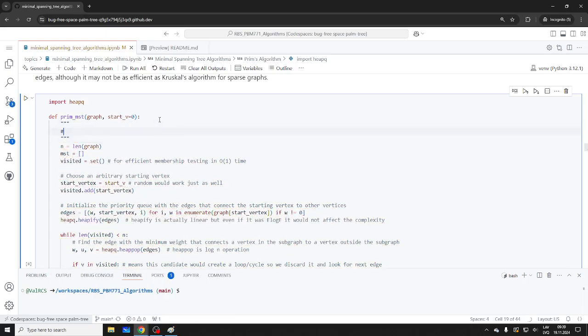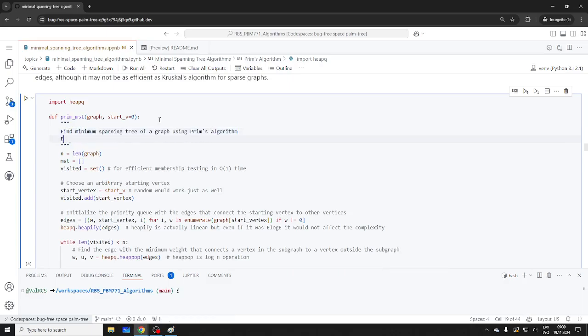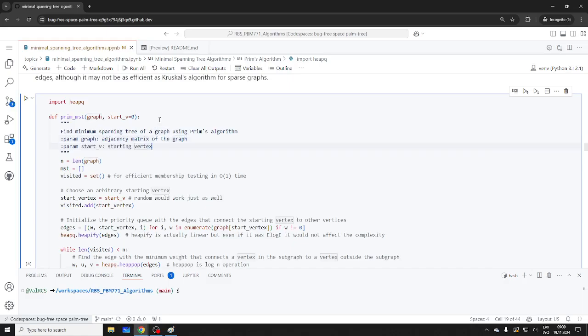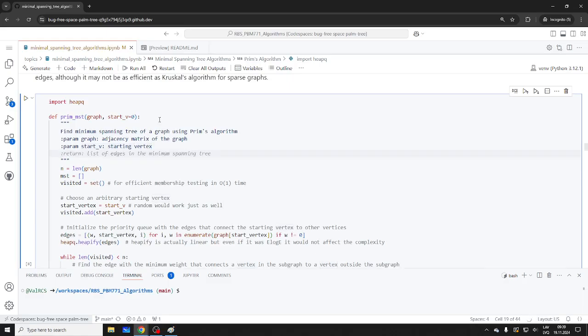Find minimum, yeah, and parameters. Graph, yeah, AI is smart. Adjacency matrix, well, I don't know. Maybe it's not, but it looks correct to me. Output, starting vertex, and return a list of edges in the minimum spanning tree. Looks good to me, right?